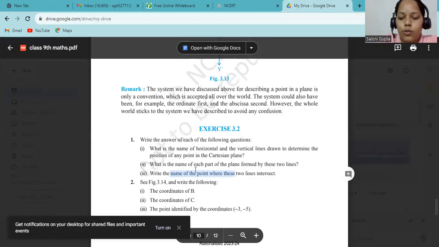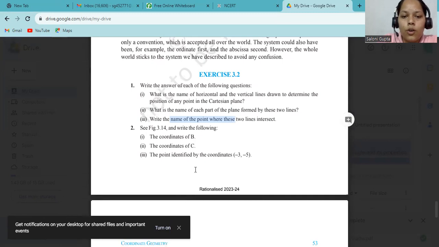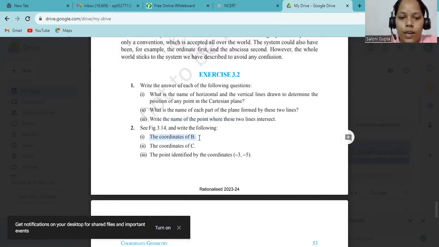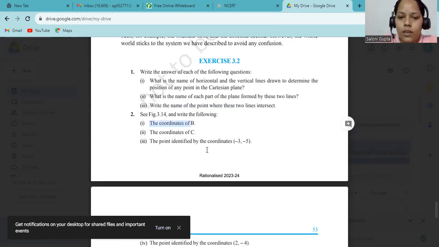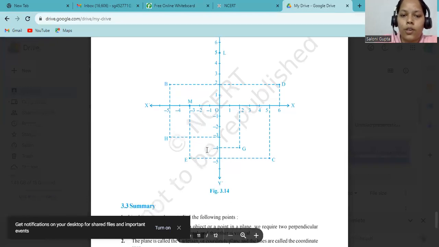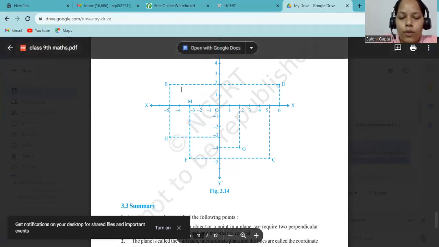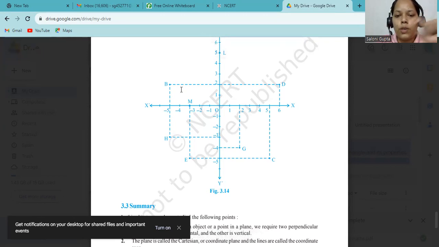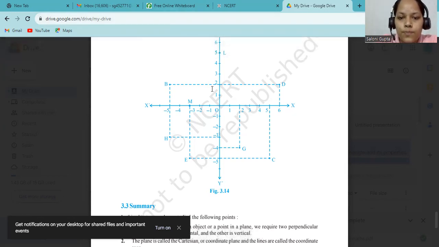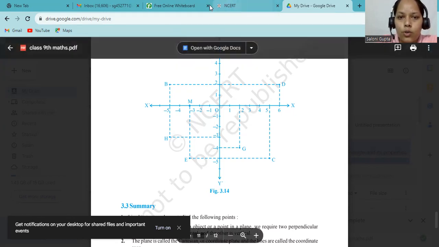Then here you can see in question number two, one figure is given to us. Let us solve this figure, and we have to first find the coordinates of B. So for the coordinate of B, first we will see the position of B on the x-axis. Here we can see this is our x-axis. On the x-axis, it is -5, and on the y-axis, it is 2.